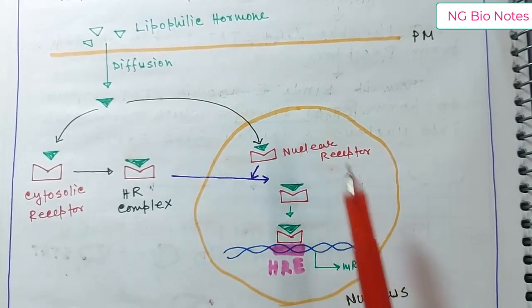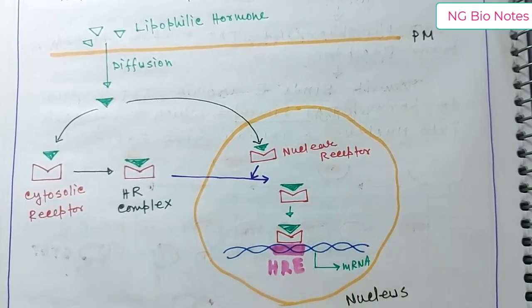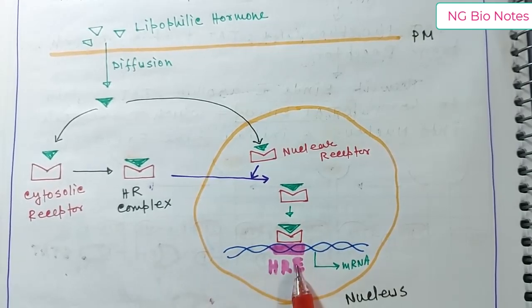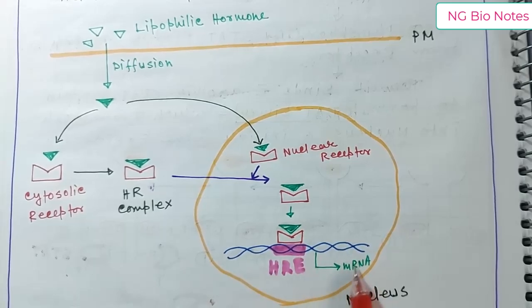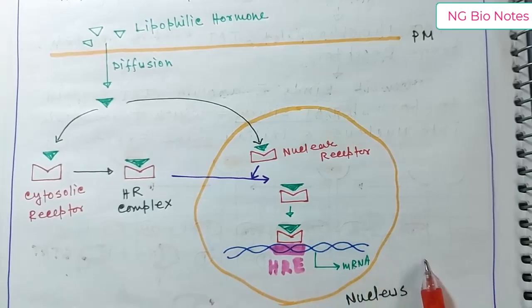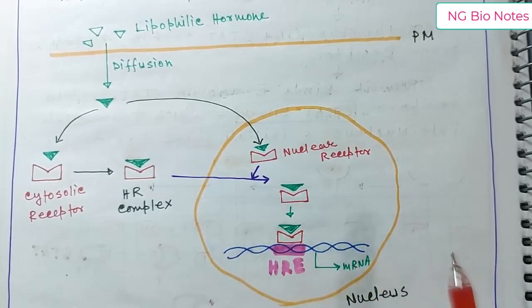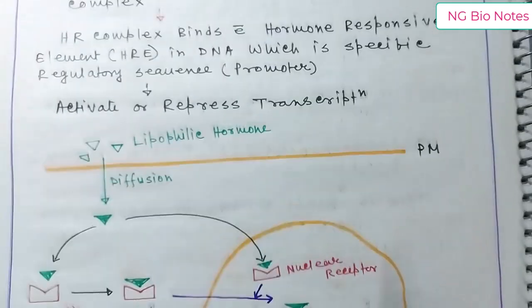This receptor directly binds with DNA. That means in DNA there is a hormone responsive element. So this hormone receptor complex binds with this hormone responsive element, then the gene will be activated. So by process of transcription they will form mRNA, and this mRNA again enters into cytoplasm, and then this mRNA synthesizes different types of protein via translation. So the function of this hormone can be expressed in cell, right?